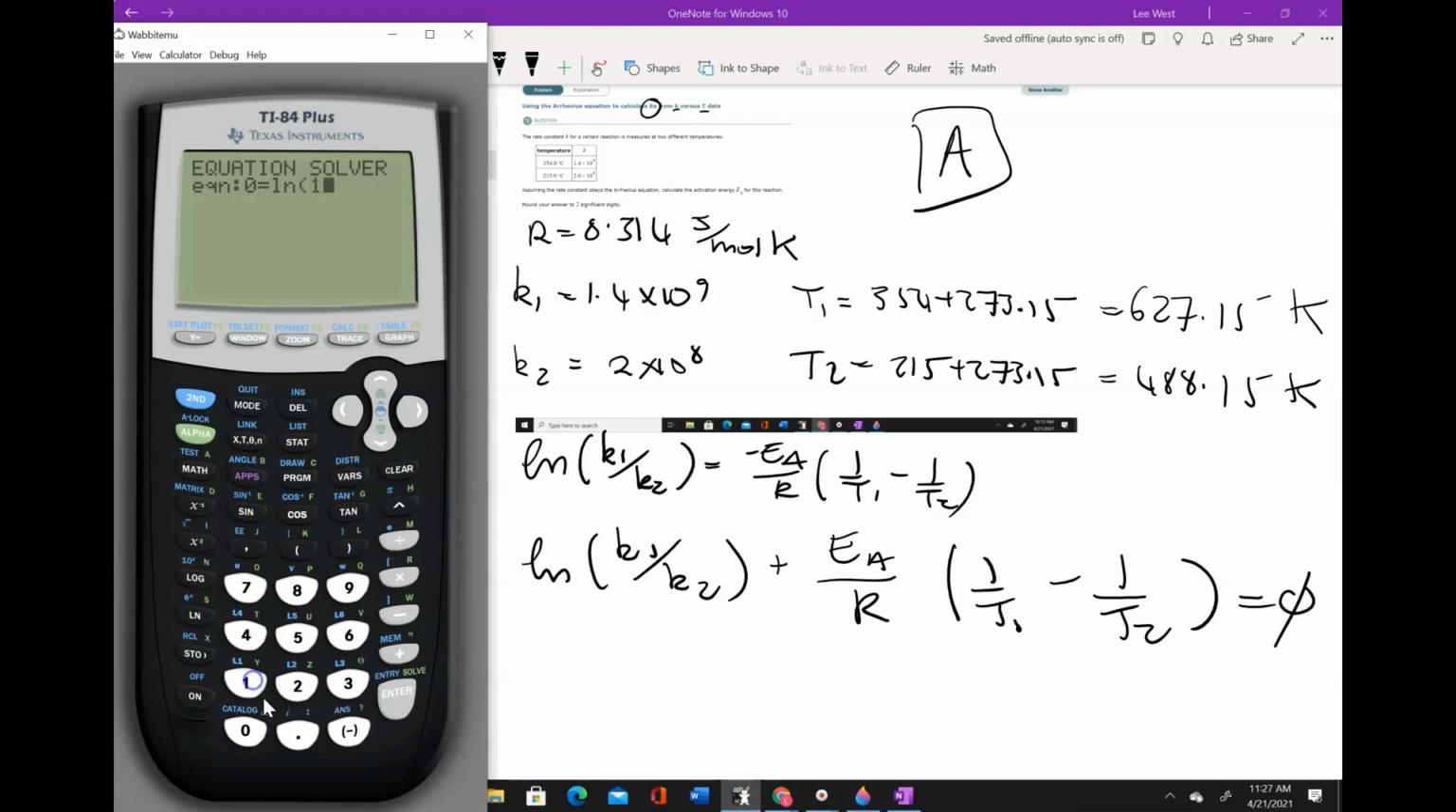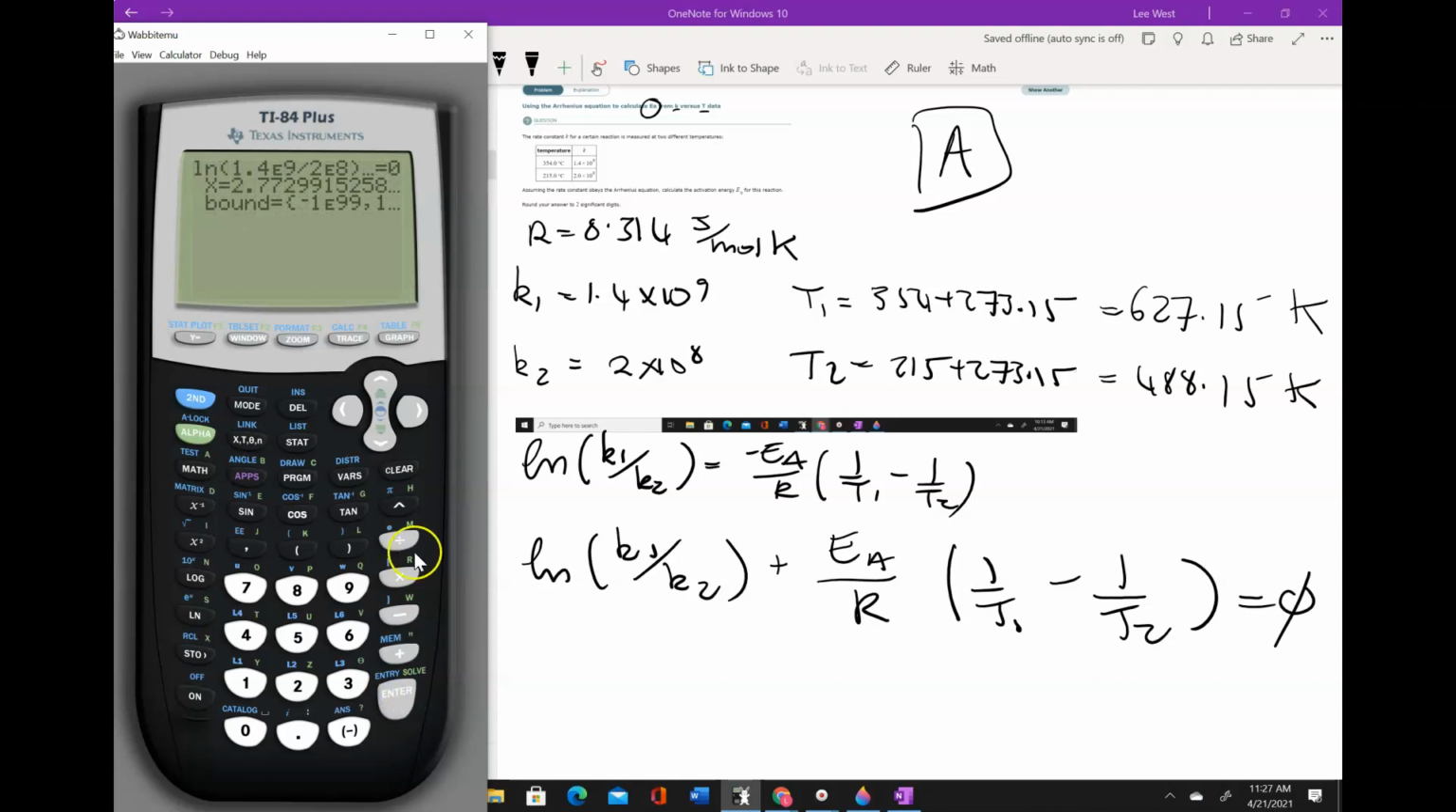Log of K1, 1.4 by 10 to the 9, divide by K2, 2 by 10 to the 8, close parentheses, plus EA, which is my X, on R, which is 8.314, multiplied by 1 on T1, which is 627.15, minus 1 on T2, which is 488.15. Close parentheses, hit enter.